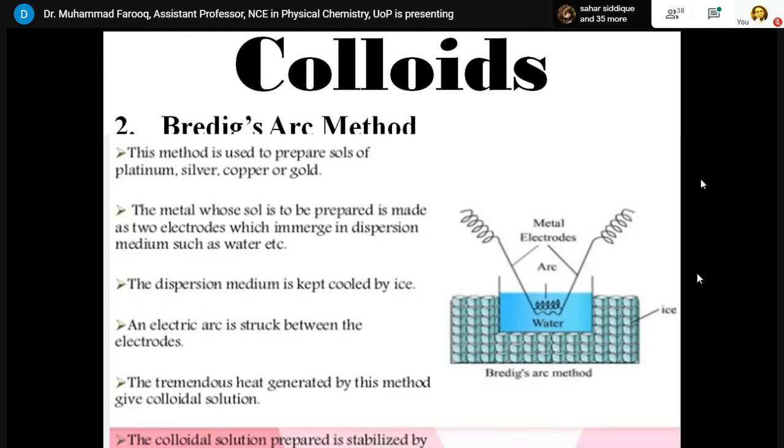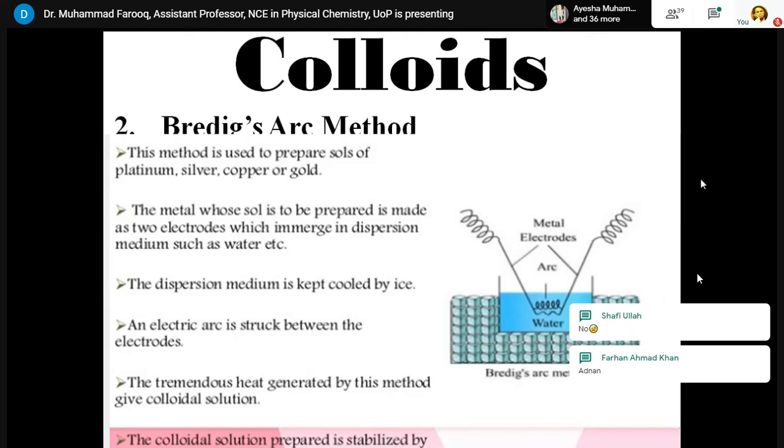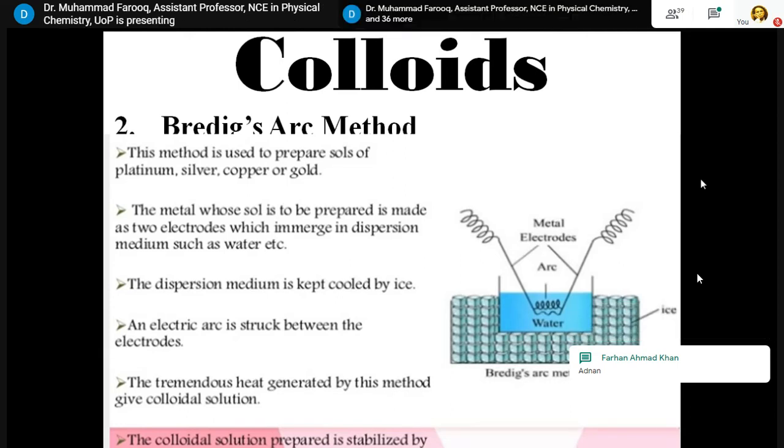When we pass electric arc, heat will be produced. As a result of heat, the metal will dissociate, the metal ions will come into the solution from the electrode. So colloidal solution will be prepared. This is stabilized by adding a small amount of KOH. Is this clear or not? Very easy.